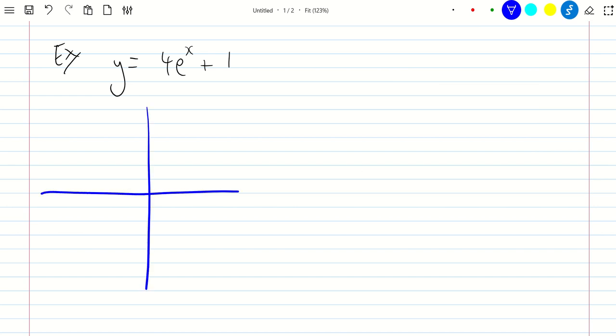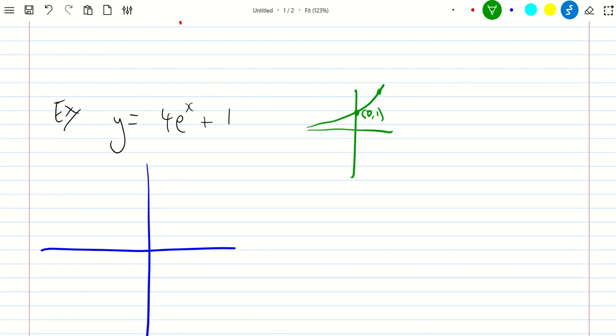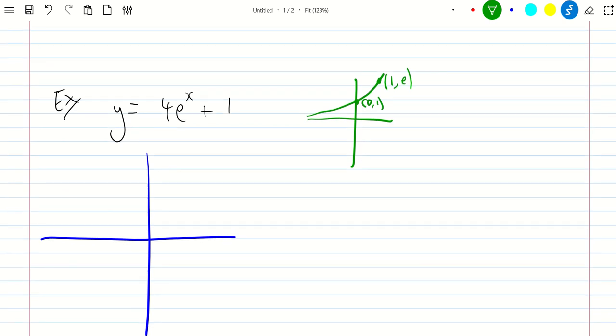So here we go. I've got y equals 4e to the x plus 1. So straight away, what's the original graph look like? The original graph looks like this. Remember, it always goes through (0, 1), and it always goes through the point (1, a). So up here, it goes through (1, e), because here a is equal to e. So that's what the basic graph looks like before it's being multiplied by 4.